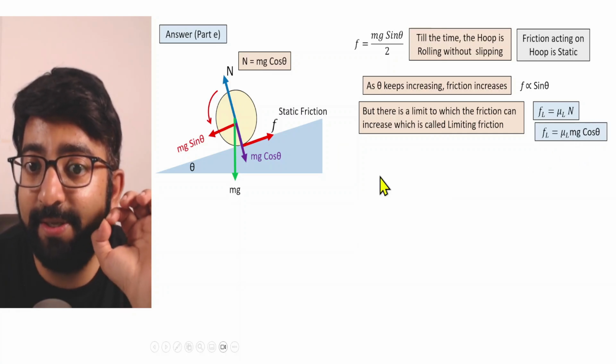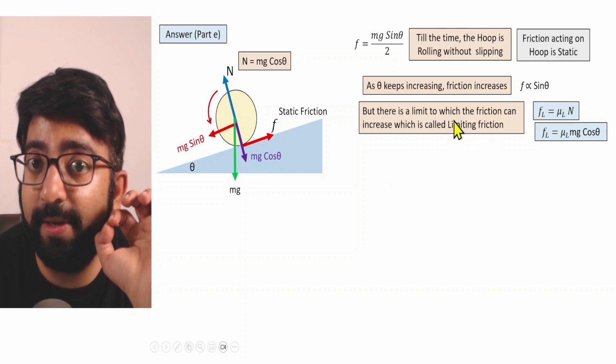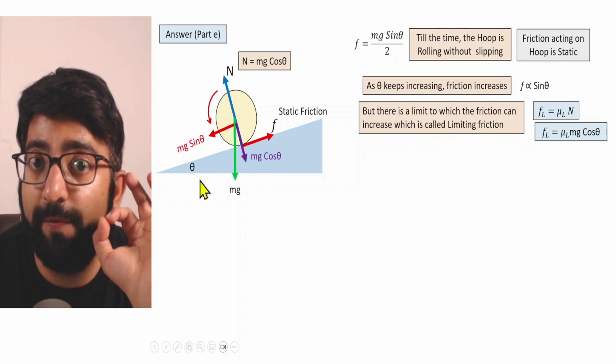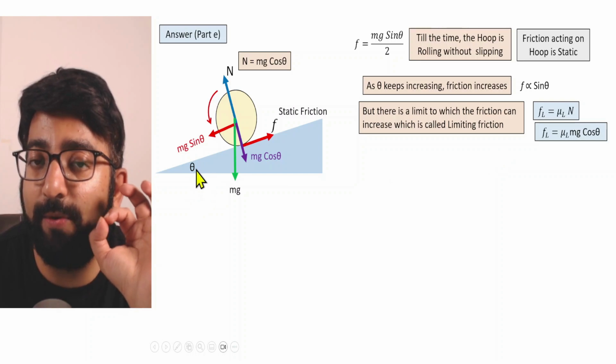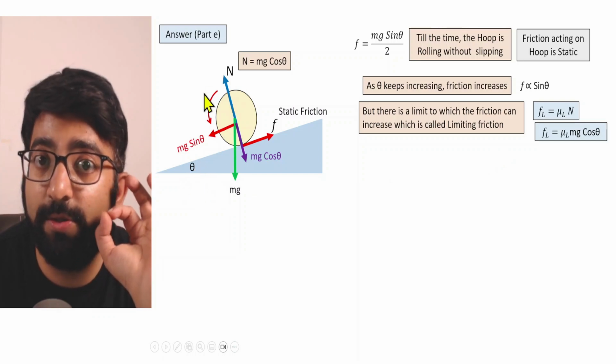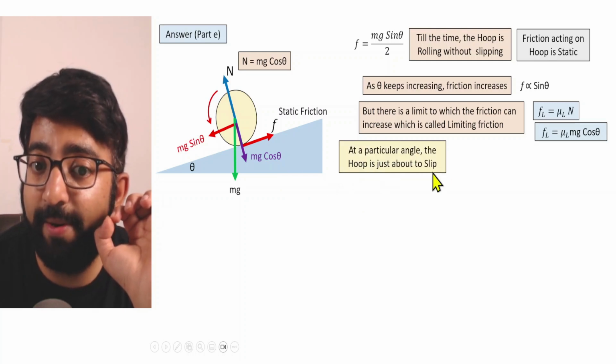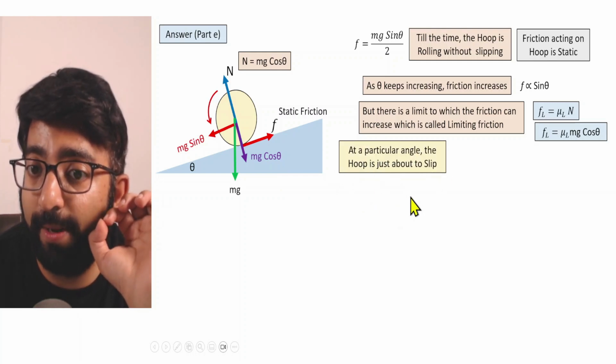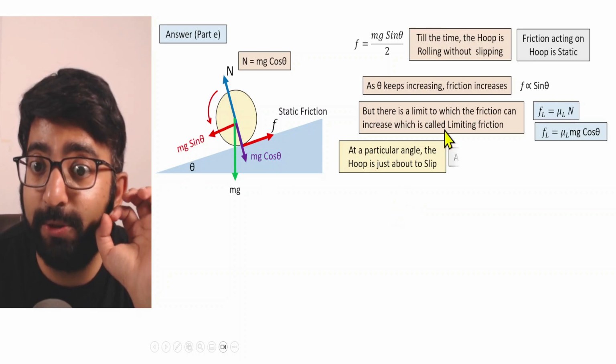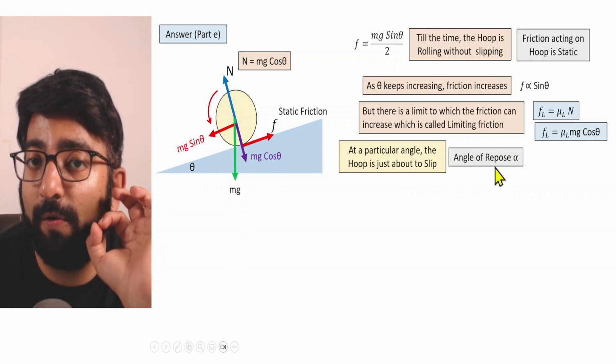Now, in this critical scenario, when the friction has reached its maximum value, the angle of incline theta reaches a critical value. At that angle of inclination, the hoop will just begin to slip. So let's note, at this particular angle, the hoop is just about to slip, and the angle of inclination has been given a special name called the angle of repose.